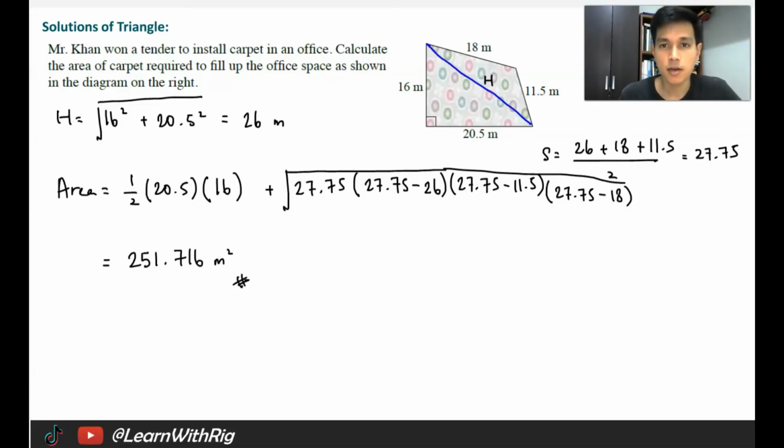Okay, so the main thing is find the area for the first triangle here plus the area of the second triangle. You get your answer.